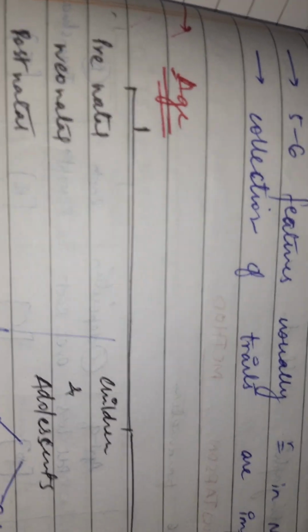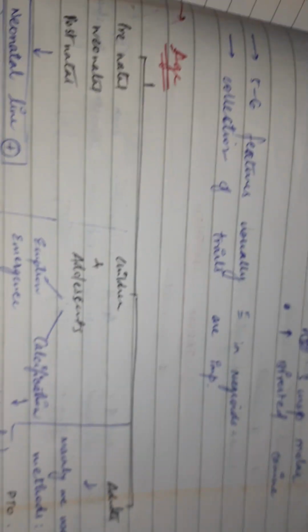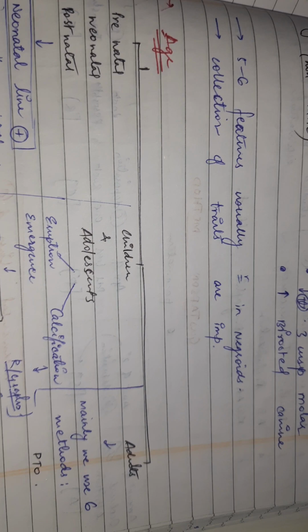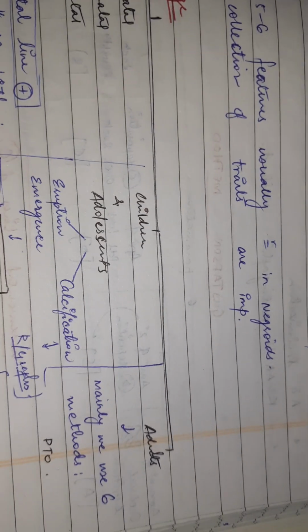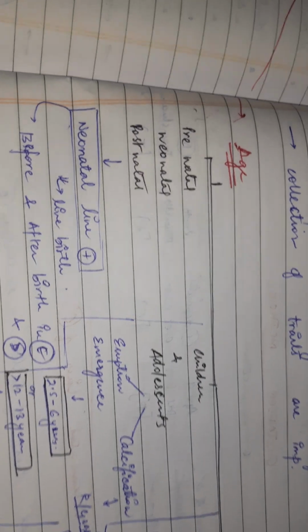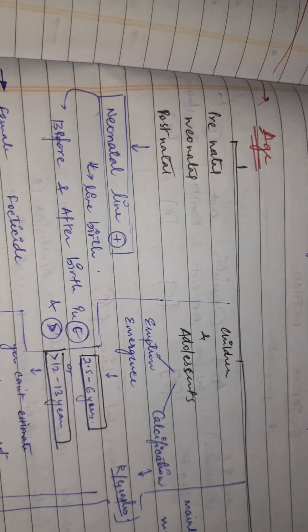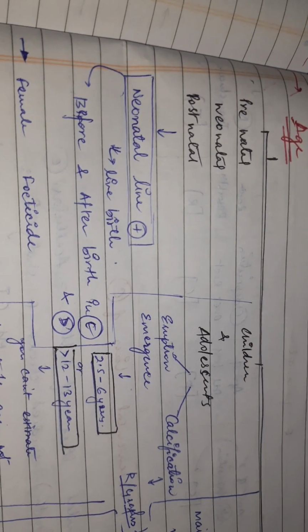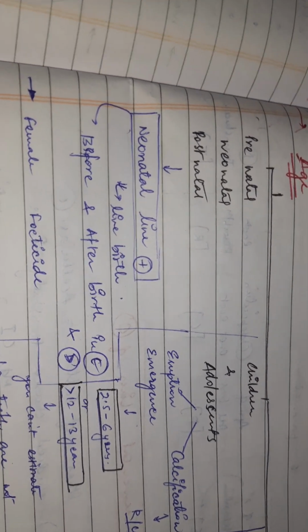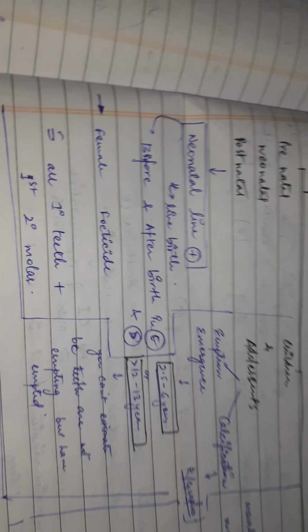Okay, then age comes. Age is further divided into prenatal, neonatal or postnatal, children and adolescents, and adults. Prenatal means before birth, neonatal means 1 month after birth, and postnatal means 1 year after birth.